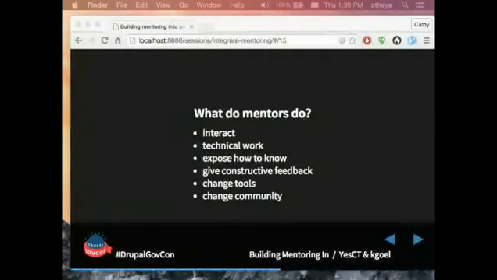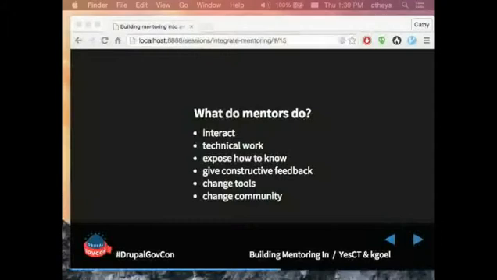And as Kathy described, part of that mentoring is giving constructive feedback. We want to give feedback in a positive way that encourages new contributors or first-time contributors to repeatedly come back to core and keep continuing to contribute, because that makes mentoring successful and it makes the project move forward. Also, in addition to all this, mentors help work on the tools.